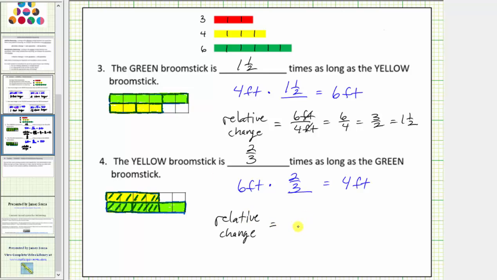We can also use the formula for relative change. New quantity divided by old quantity would now be 4 feet divided by 6 feet. Simplifying, the feet simplify out, so we get 4/6, which does equal 2/3. So the yellow broomstick is 2/3 or 4/6 times as long as the green broomstick.